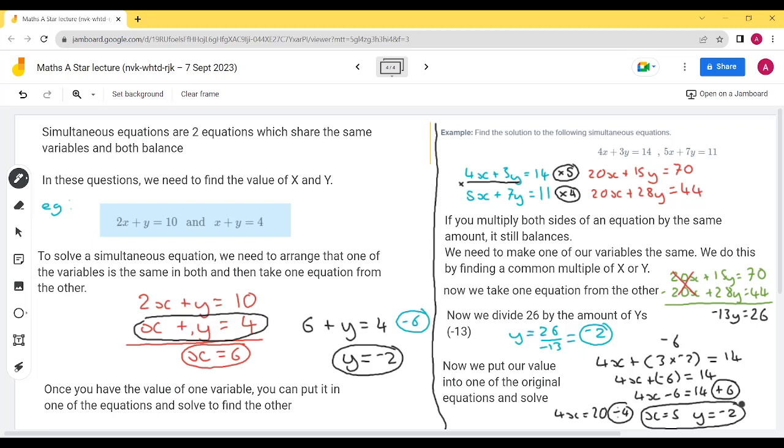And if you put into either of the original equations, 4 times 5 is 20, plus 3 times minus 2 equals 14. 5 times 5 is 25, plus 7 times minus 2, take away 14 equals 11. So we can see if we put our numbers into the original equations, it's going to work.